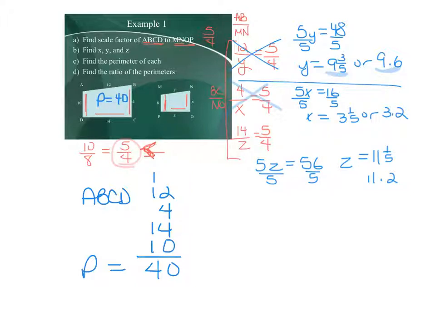Now I have to do the smaller one. Good thing I made them decimals. It'll make it a little bit easier to add up. So let me go ahead and add up the MNOP.